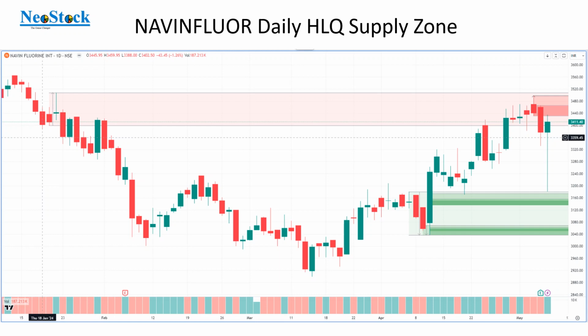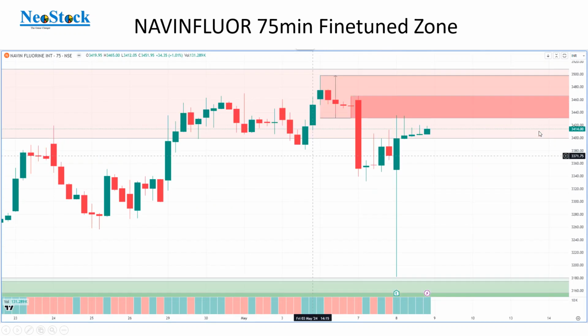In Navin Fluorine, this is a daily high liquidity zone. High liquidity supply zone. This again we fine-tuned with a 75-minute zone. We have a rally, 1, 2, 3, 4, 5 base candles and a drop candle. This 75, actually, is also a high liquidity zone. This you will see in the next report. You will understand. But for the time being, this is a fine-tuned 75-minute zone.